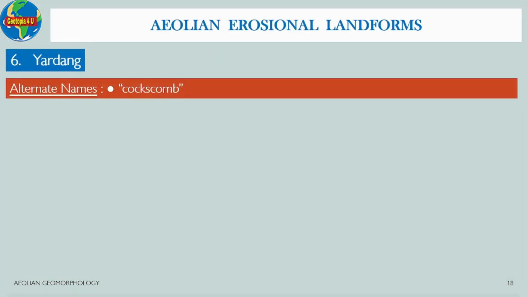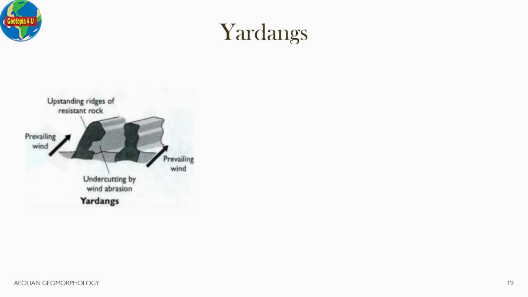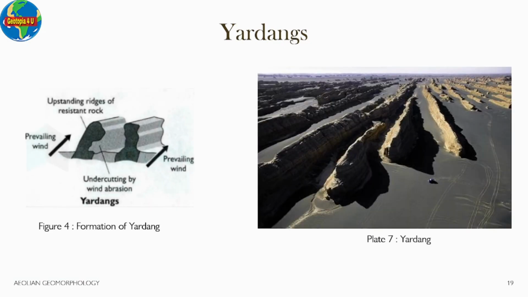Number 6. Yardang. The alternate name for this landform is coxcomb. Yardangs are steep-sided, deeply undercut ridges separated from one another by long grooves, passages, or corridors. They are formed when alternate hard and soft rock layers are arranged vertically. Soft rocks are eroded and blown away by unidirectional wind, forming passages. The hard rock layers remain standing as ridges. Their most significant feature is the parallelism. In this slide, you can notice the formation of Yardang.